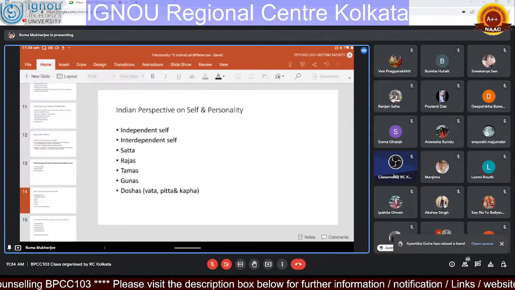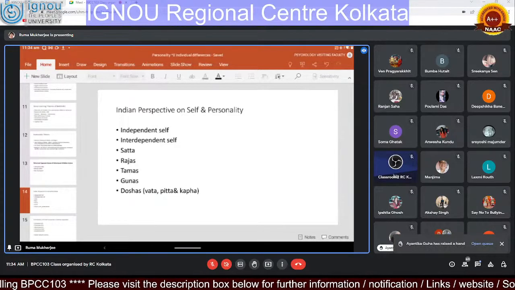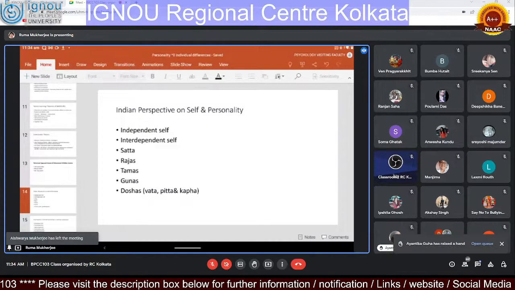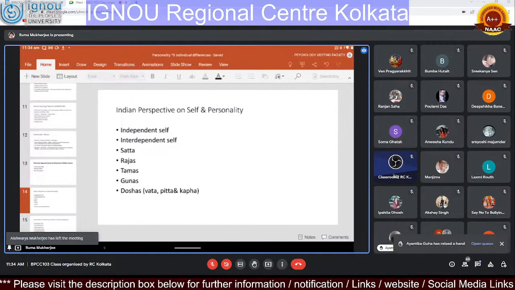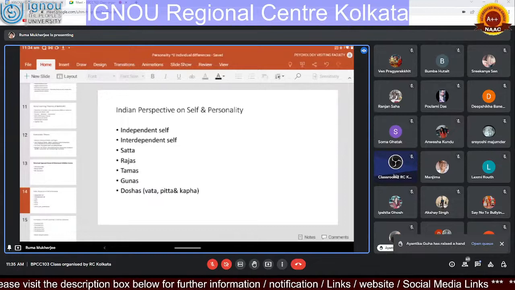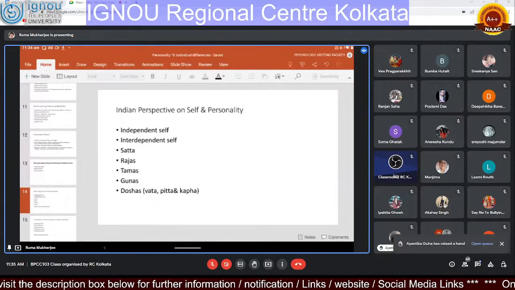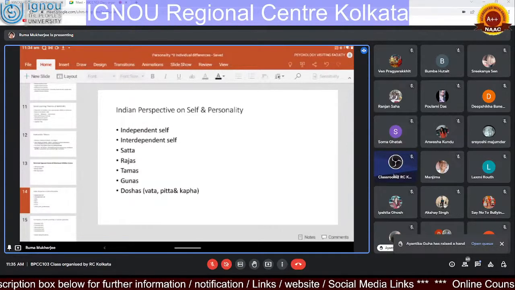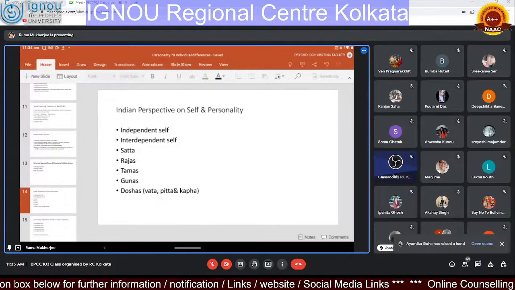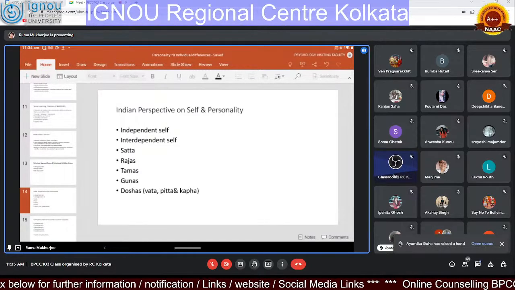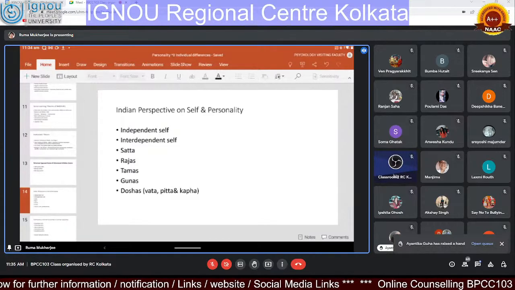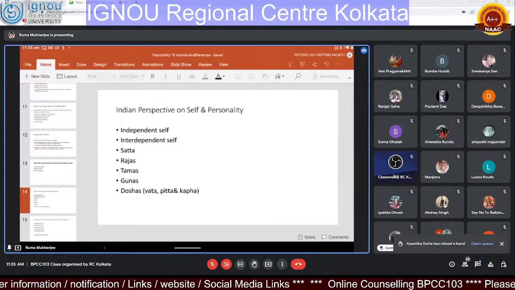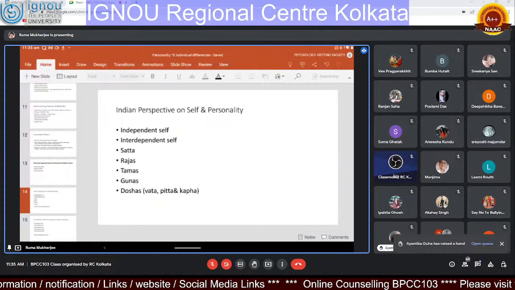Then the next one is rajas. It refers to the energetic part. That person is active in each and every situation. He or she may be ambitious, fiery, and an action-oriented personality. So that means it is mainly related with the extroversion part of Eysenck's and the five factor trait theory. Then comes tamas. Tamas refers to the negative aspect of our personality. That means mainly the neurotic traits that Eysenck and the five factor theory explained.